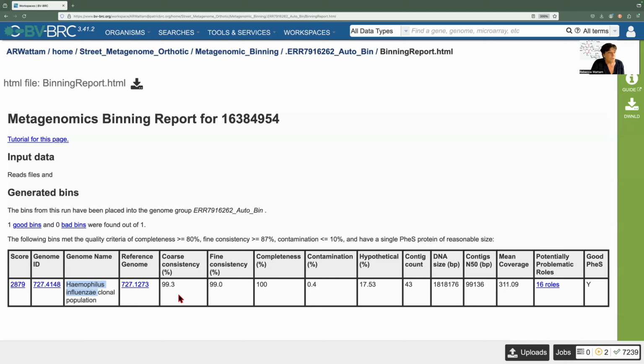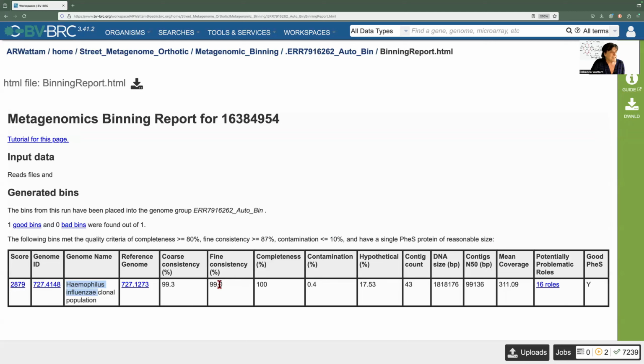Some of these things are pretty wordy for each of these things. The coarse consistency, if it's high, like this one is, 99.3%, that's an indication that the bin is either a single genome or it could be that there were several closely related genomes in there that are so close to each other that you can't separate them. Like maybe you're streaking something out on a plate and you've gotten it pretty well down, but you might have picked up two things that are the same thing, maybe a few SNPs difference. It can't distinguish between those.